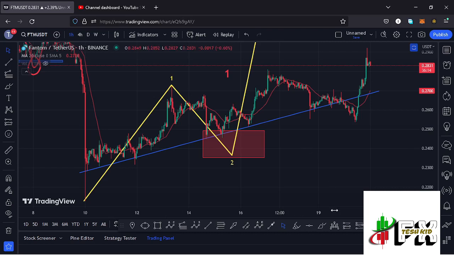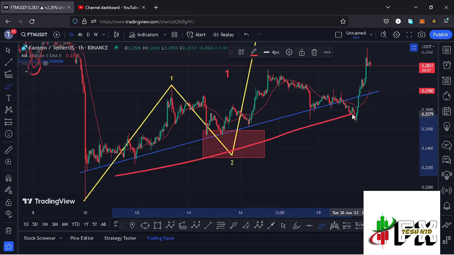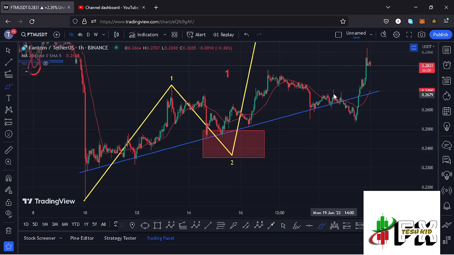At the time of this recording, you can see that Fantom is holding above our ascending trend line, which at some point we had lost over here. After losing it, you can see that we were able to get this impulsive move to the upside, managing to break through it, managing also to break through the 20-day MA, where we have been gearing up in a move that has now given us a high at around the $0.29 mark.